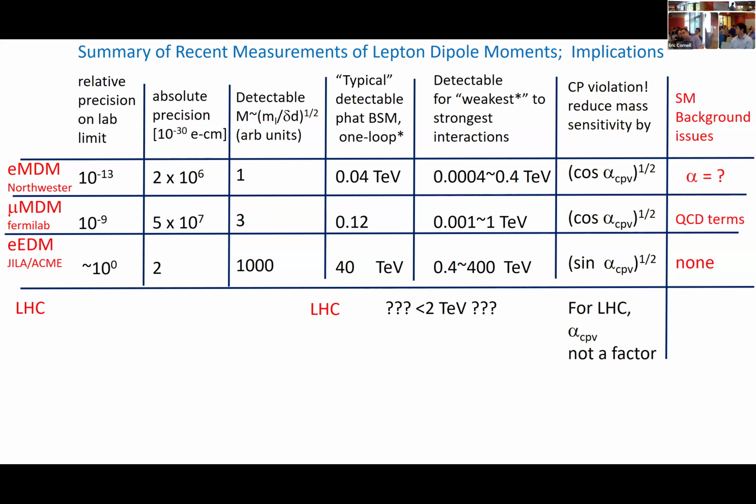And then what have I left out? Standard model background issues. We really have no standard model background issues in the EDM. In muons, there's like interactions with QCD. Electrons, there's a fine structure constant. How about the Large Hadron Collider? Do they have to worry about standard model background?